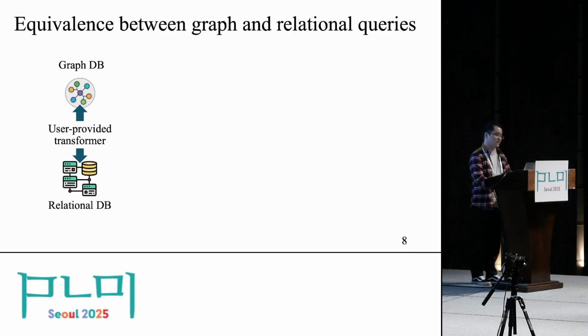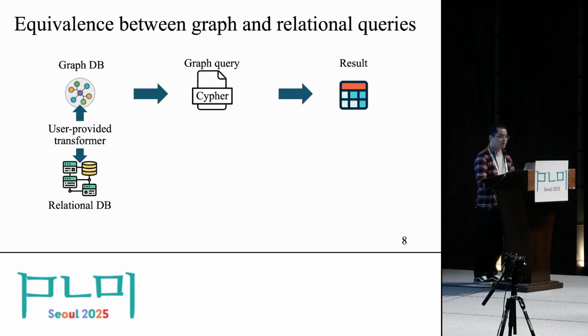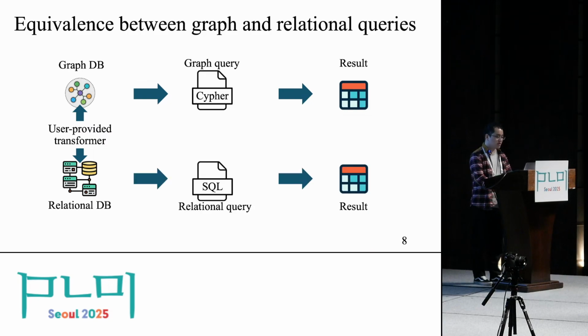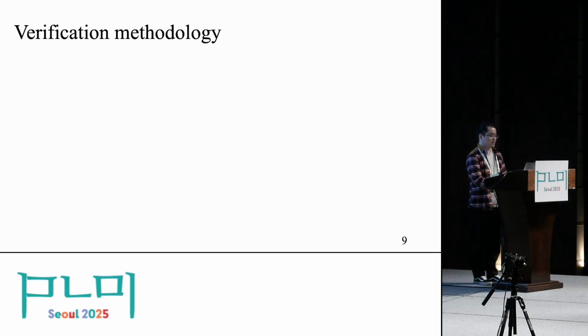Suppose that we have an arbitrary graph database and a relational database that satisfy a user-provided transformer. A graph query produces a tabular result when executed on the graph database. Meanwhile, a relational query returns another table when operated on the relational database. If these two resulting tables from both queries are identical, then these two queries are considered equivalent. Now, we have an equivalence definition between graph and relational queries.